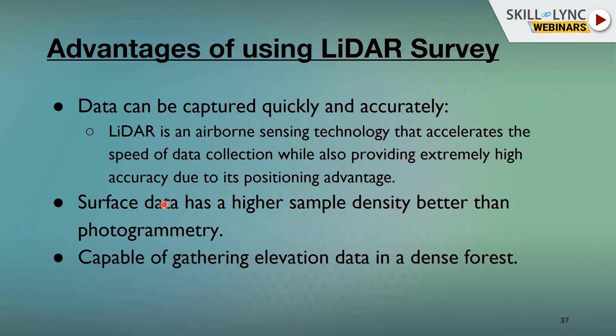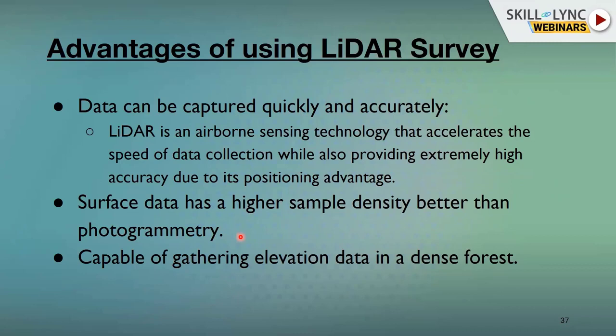If the weather is supporting, like if there are no rainy seasons, winter seasons, or snowfall seasons, we can easily cover that 1,000 square kilometers in 10 to 15 days. And surface data has a higher sample density, better than photogrammetry.